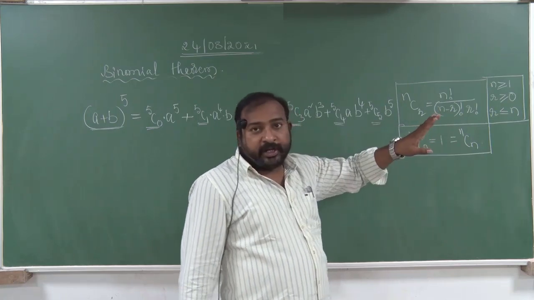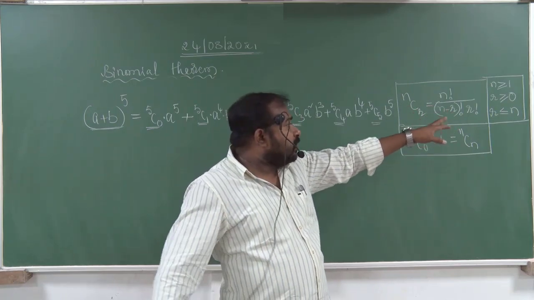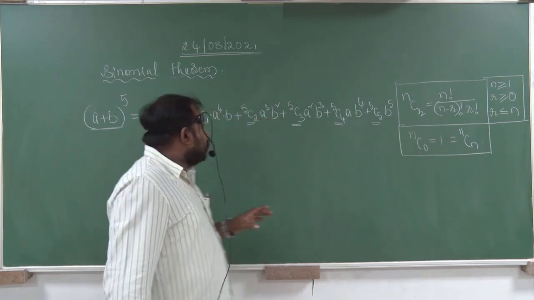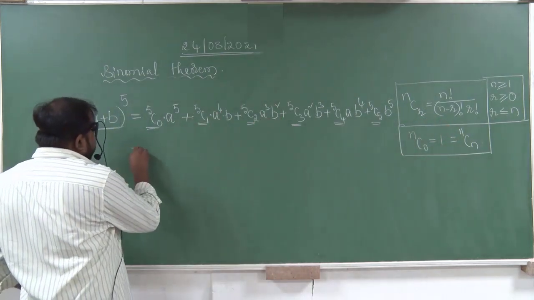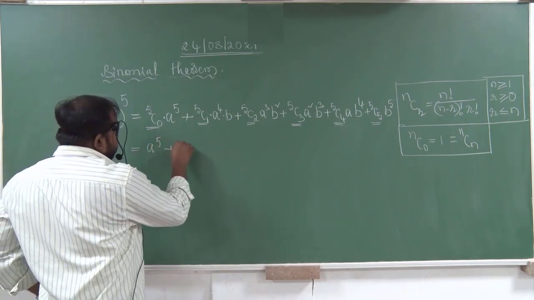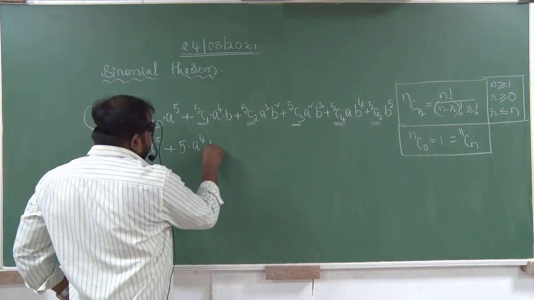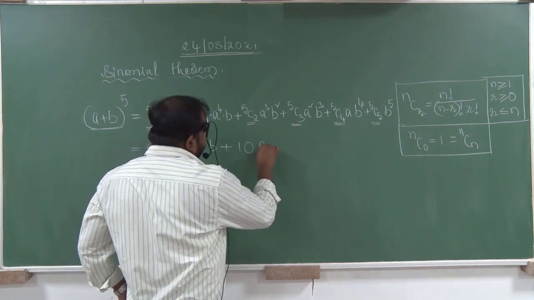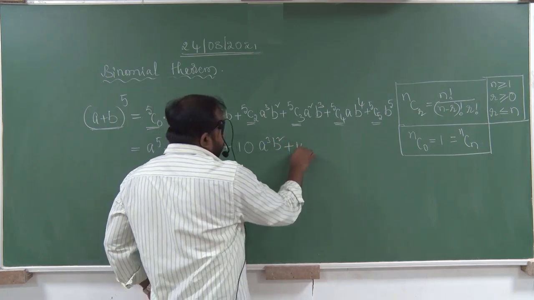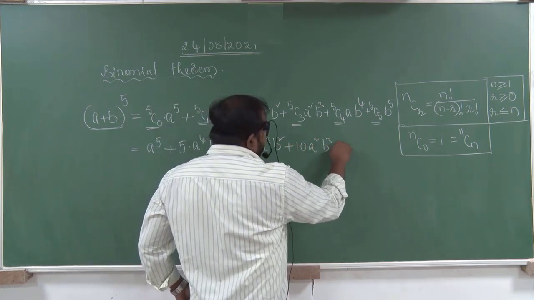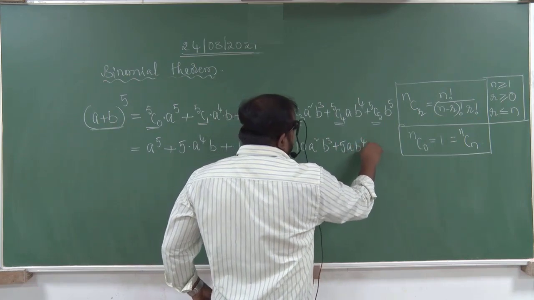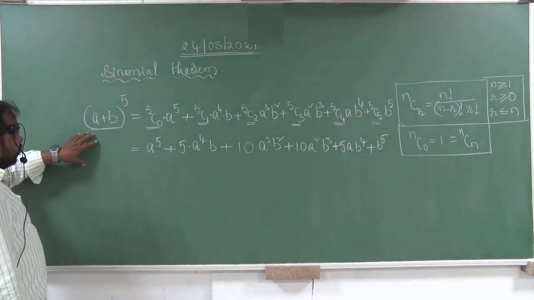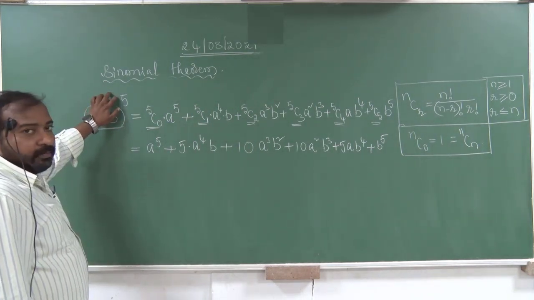R is greater than or equal to 0, and it is also an integer value. R and n are related by r less than or equal to n. Now if you calculate this, you will get a power 5 plus 5 into a power 4 into b plus 5C2, which is 10, a cube b square, plus 10 into a square b cube plus 5 into a into b power 4 plus b power 5. So this is the expansion for (a plus b) whole power 5.